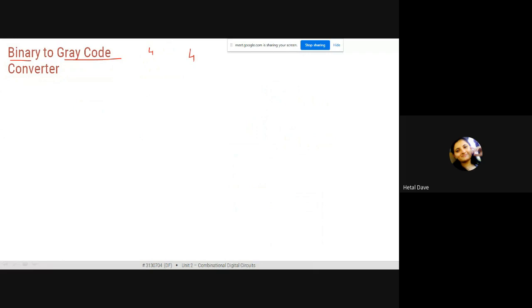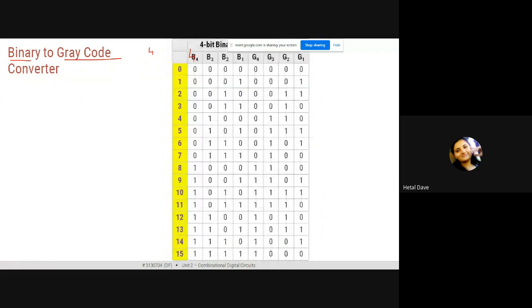Now here the truth table is given directly, because the rest of the things I will explain to you. Here in the truth table, there are 4 inputs, B1, B2, B3, B4, and 4 outputs, G1, G2, G3, G4. With 4 inputs, how many combinations are there? From 0000 to 1111. We will make it by our conventional method: 0000, 0001, up to 1111.